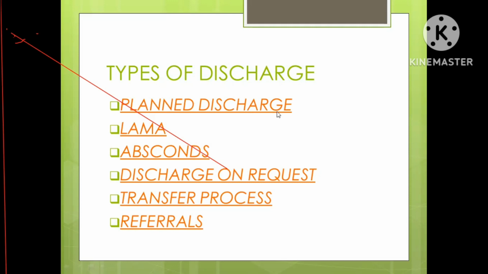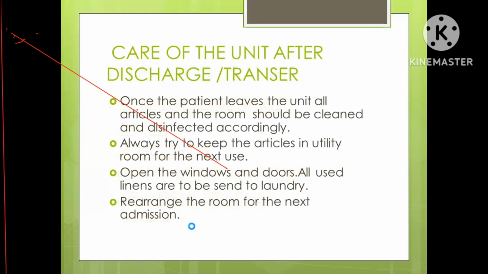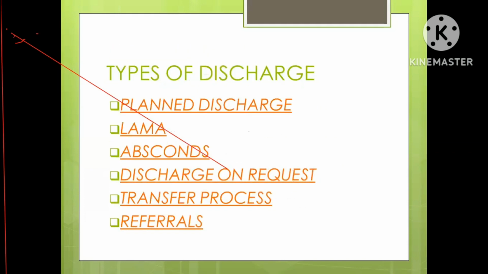First one is planned discharge, that is a normal discharge. Then LAMA, leave against medical advice. Then abscond, going on their own without information. Discharge on request. Some people will request for discharge and will go for discharge. Transfer process. And last one is referrals. Is it clear?